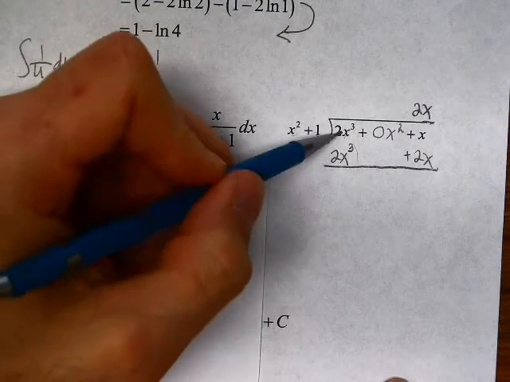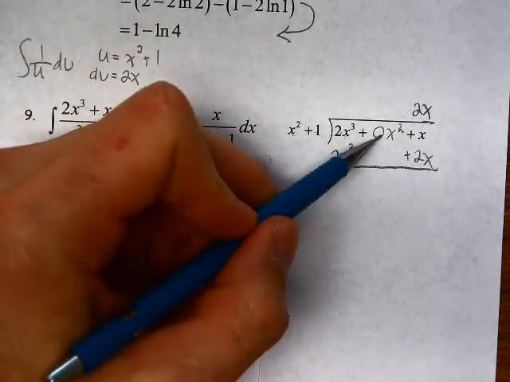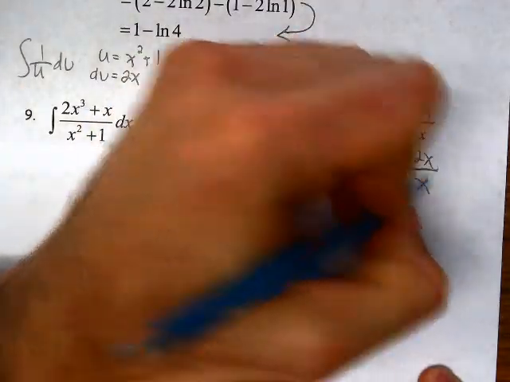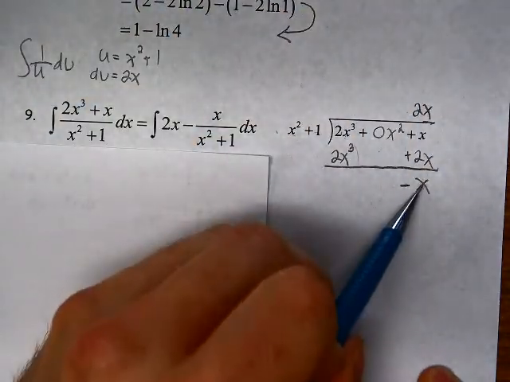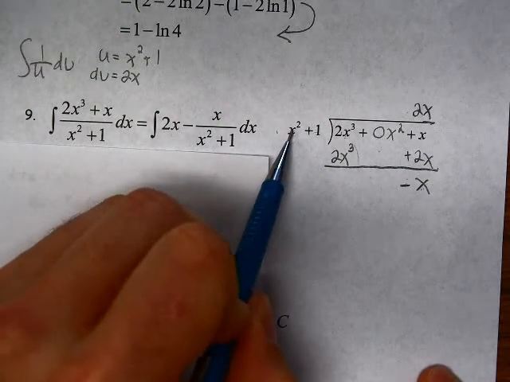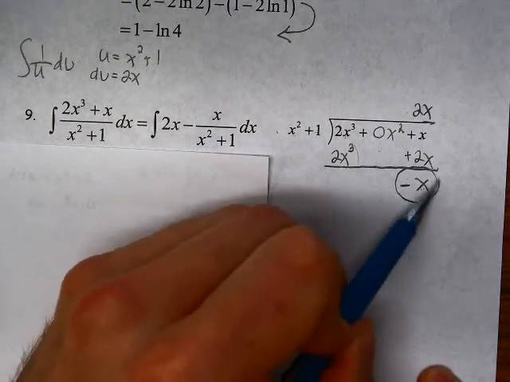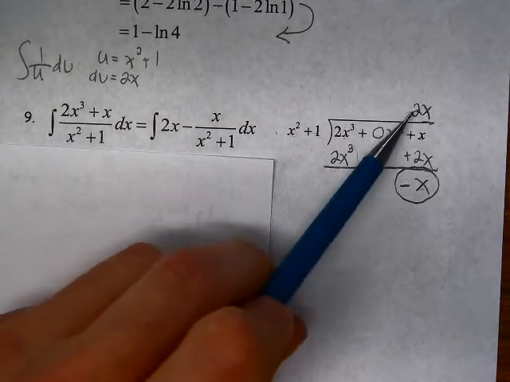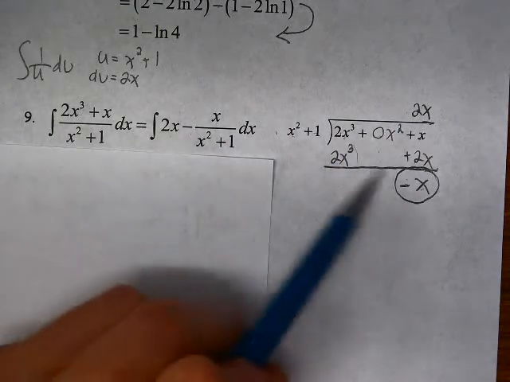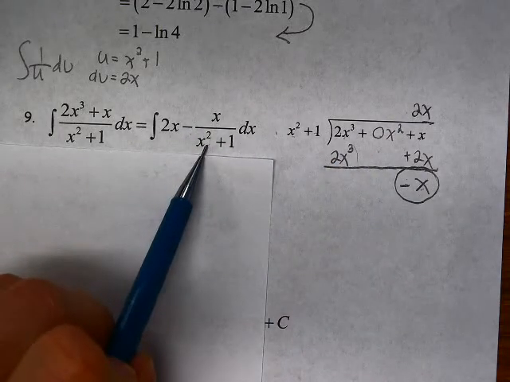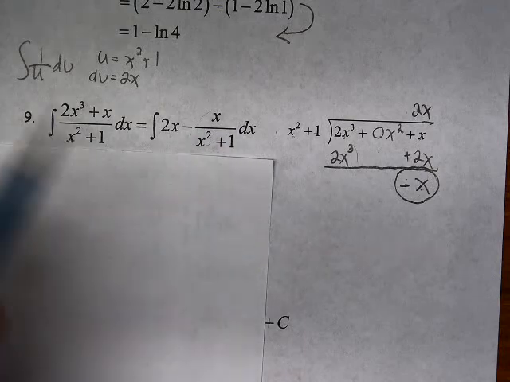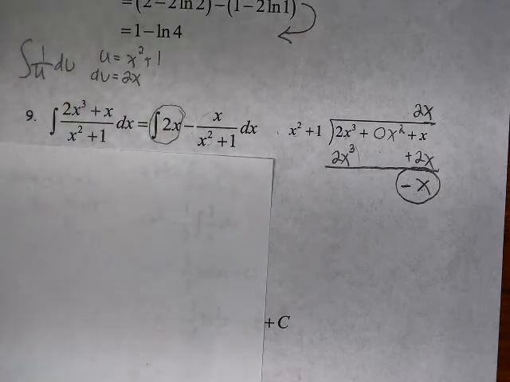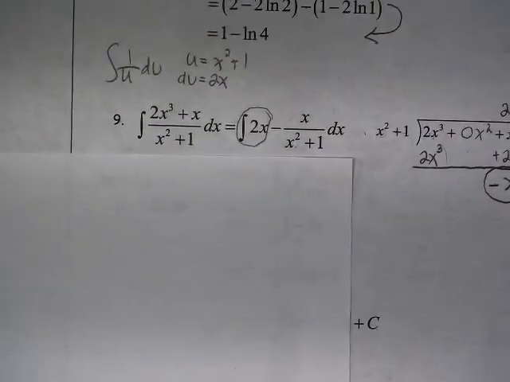Now I subtract. 2x cubed minus 2x cubed is 0. 0 minus 0 is 0x squared. x minus 2x is negative x. Now when I go to divide, I notice that this power of x is less than this one, so I really am done, and this is just my remainder. And therefore that's where this comes from: 2x minus x over x squared plus 1. The remainder is written as a fraction, and I have this form now. Now the first part is a very easy antiderivative to take. It's just x squared.